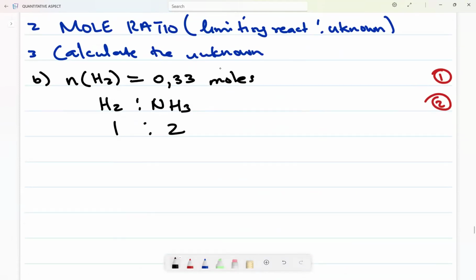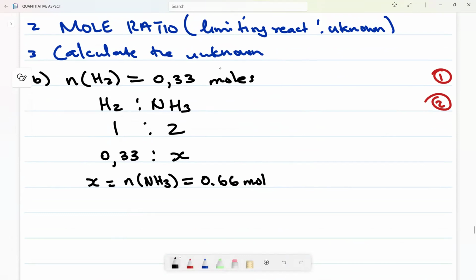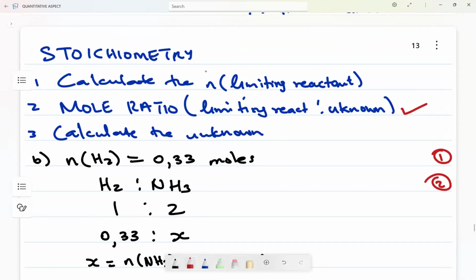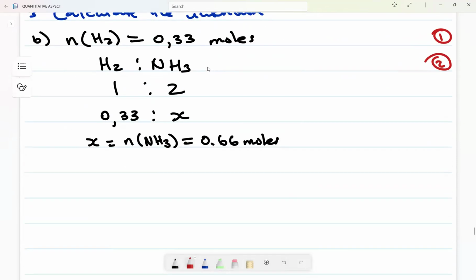Here we do not compare. We now know that H2 has this amount available, which is going to fully react. Then X. Okay. Then this is just the normal stoichiometry that we did. Then X, which is equal to the number of moles of NH3, is going to be X multiplied by this, which is just 0.66 moles. Okay. Then I can now calculate what is required of me. Step 1, complete. Step 2, complete. Then step 3, calculate the unknown.